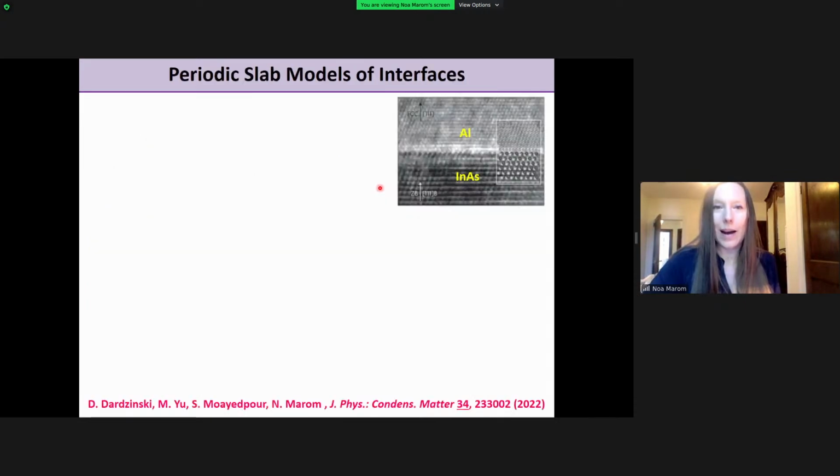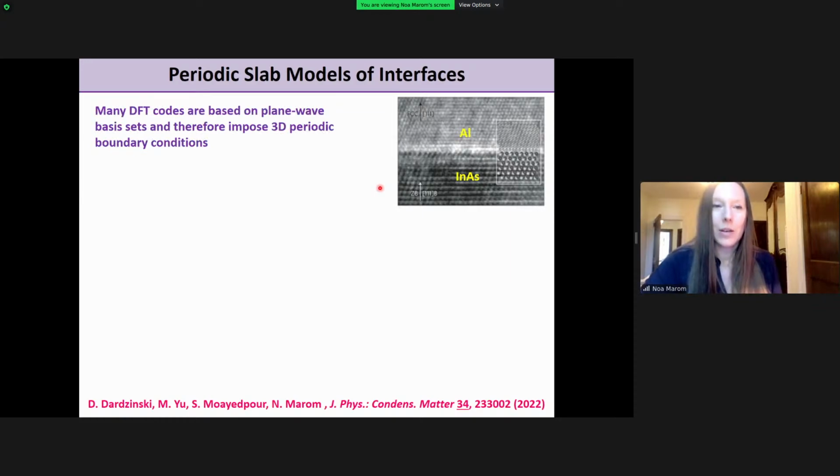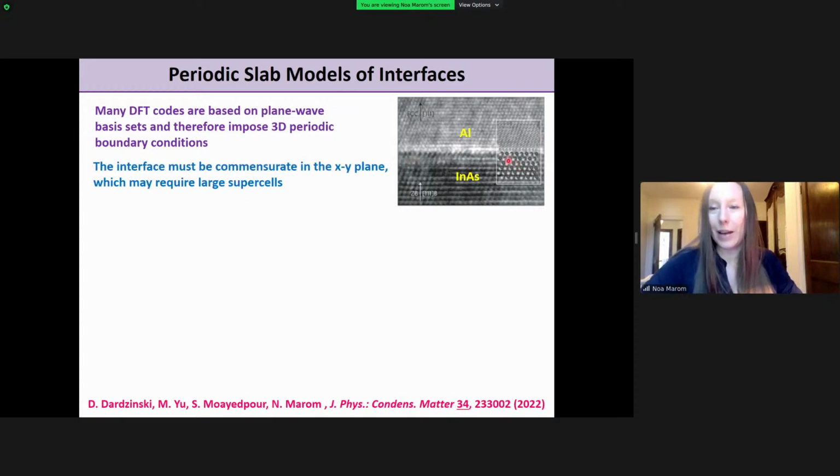So that brings me to the next point, which is in order to solve the Kohn-Sham equation, you have to discretize it in a basis. And a lot of DFT codes use a plane wave basis set, which is a very convenient choice for periodic solids. However, an interface doesn't have a 3D periodicity. And so in order to deal with that, we have to, first of all, make sure that our interface model is commensurate in the XY plane, which may require a large supercell in the XY plane.